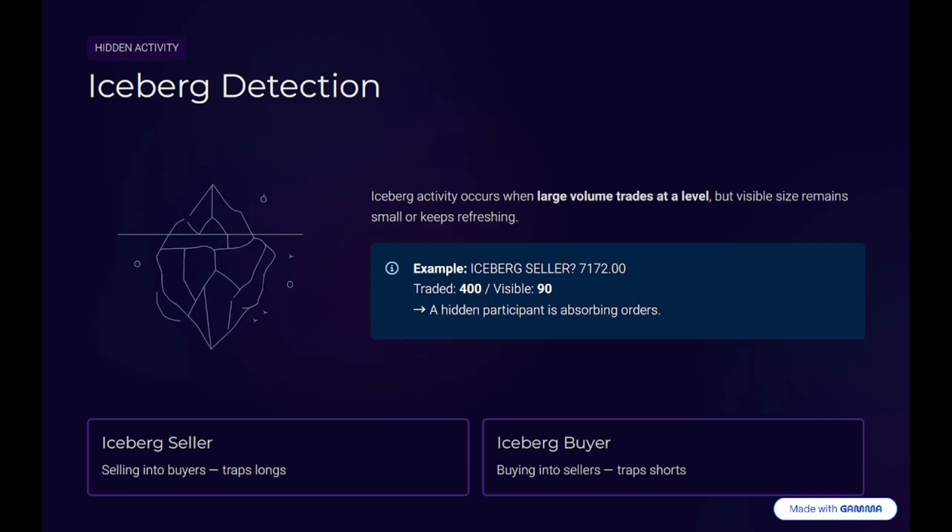Iceberg detection. I like this one. With iceberg orders, you can see hidden activity that occurs when large volume trades at a level, but visible size remains small or keeps refreshing. An example would be an iceberg seller appears at 7172, then traded 400 but only 90 is visible. That means a hidden participant is absorbing orders. An iceberg seller sells into buyers and traps longs, and an iceberg buyer buys into sellers and traps shorts.